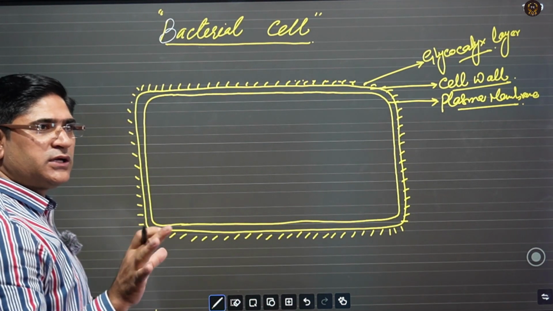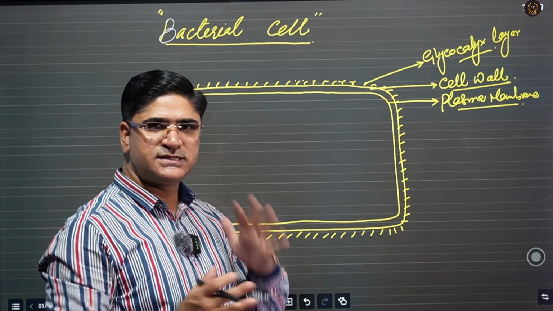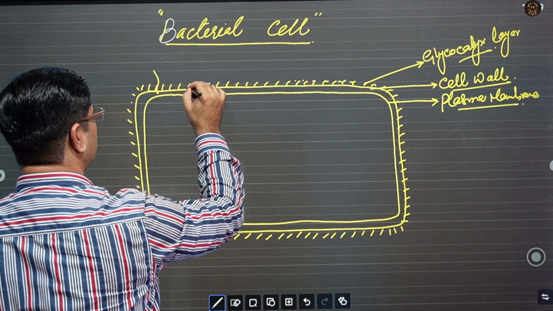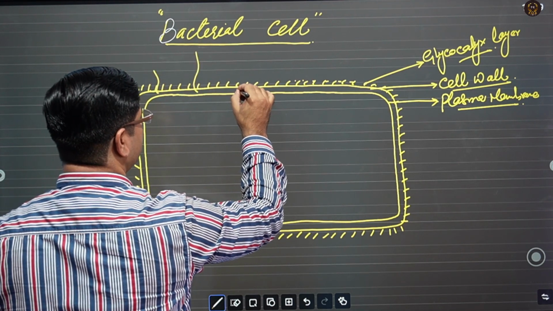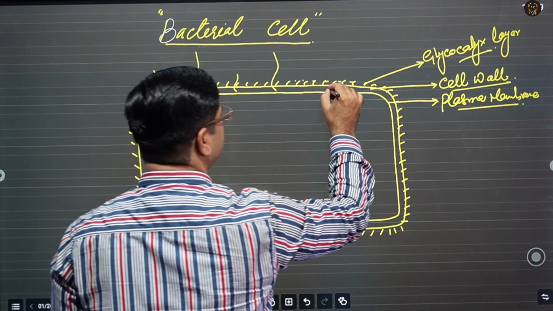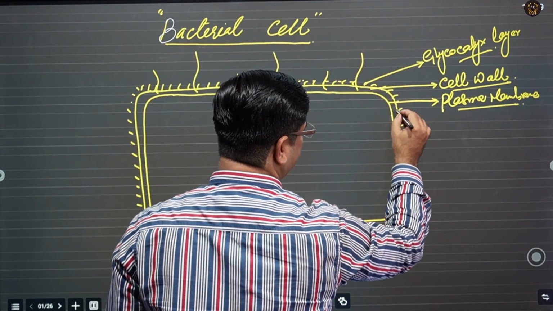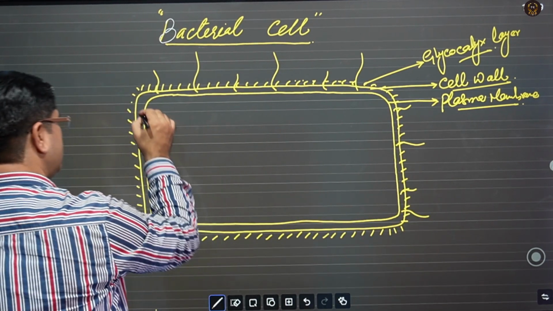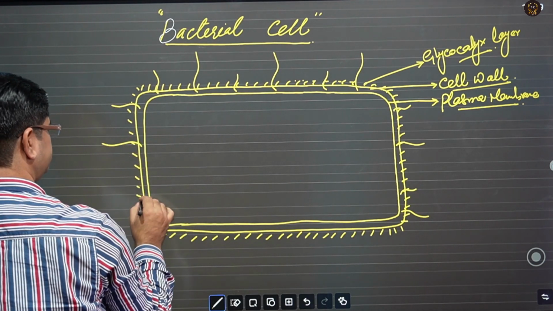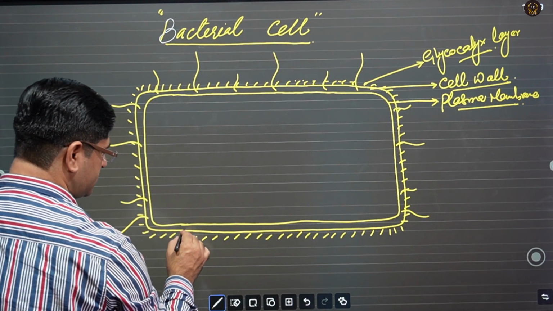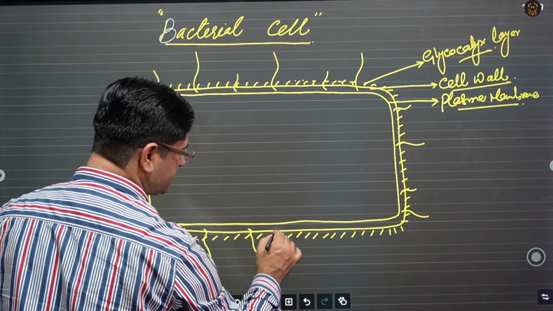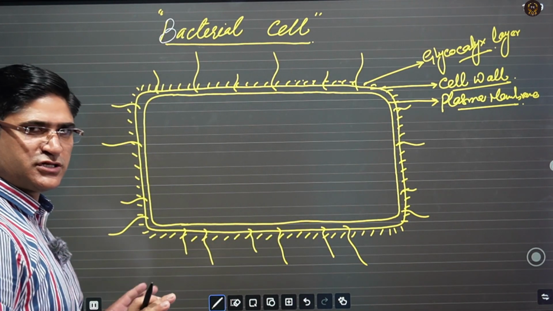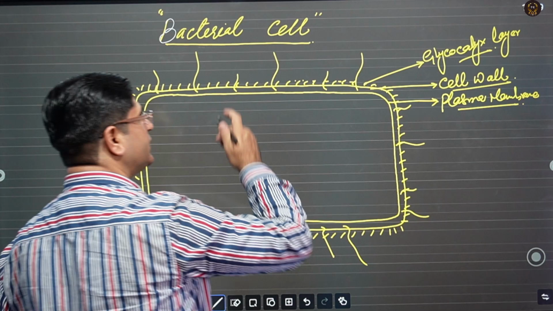Externally, there are certain structures present on the body of the bacteria. Hair-like structures are present at different places. Some hairs are smaller and some are larger in size, like this. These hair-like structures are outgrowths present on their body.